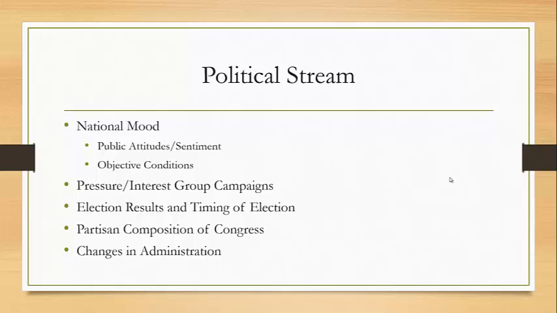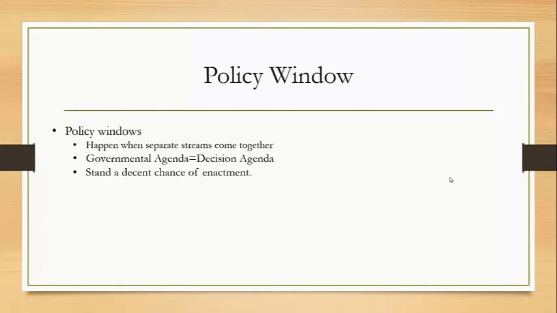And what he argues is that in order for those three streams to be connected, what we have are policy windows. And these happen when the separate streams come together, right? But the important part is that the governmental agenda is the same as the decision agenda. And what that means is that what the government is paying attention to is the same as what needs to be decided on in terms of this policy. And when those things happen, when these streams come together, that is when we have a decent chance of actually enacting policy.